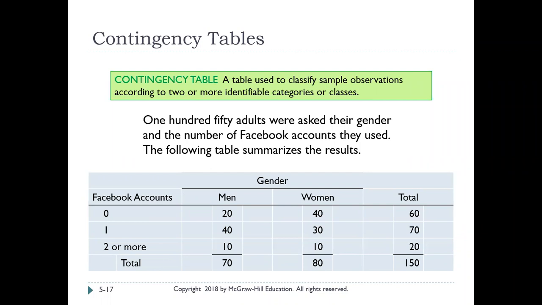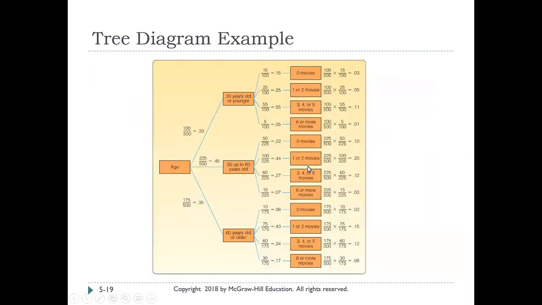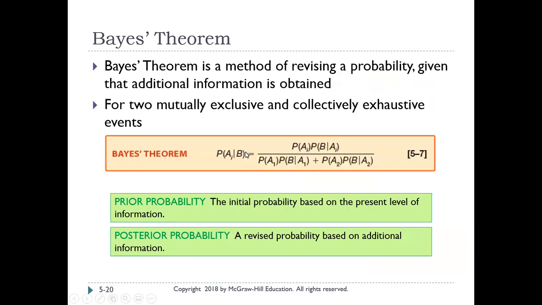So the first thing we need to do is identify A1, A2, and B. Remember, we're looking for the probability of female given no Facebook account. If you remember the formula, it's the probability of A1 given B. The way I said it was probability of female given no Facebook. So B is going to be no Facebook, and then A1 is going to be female.